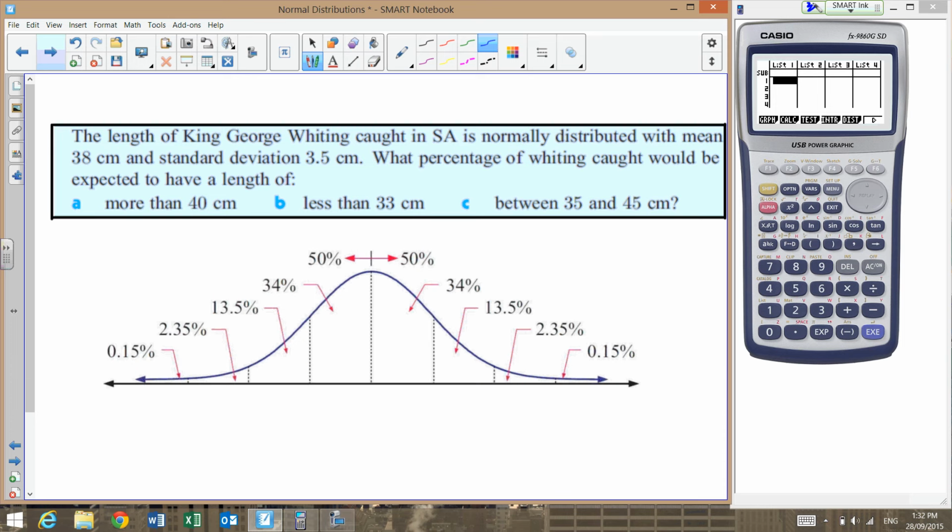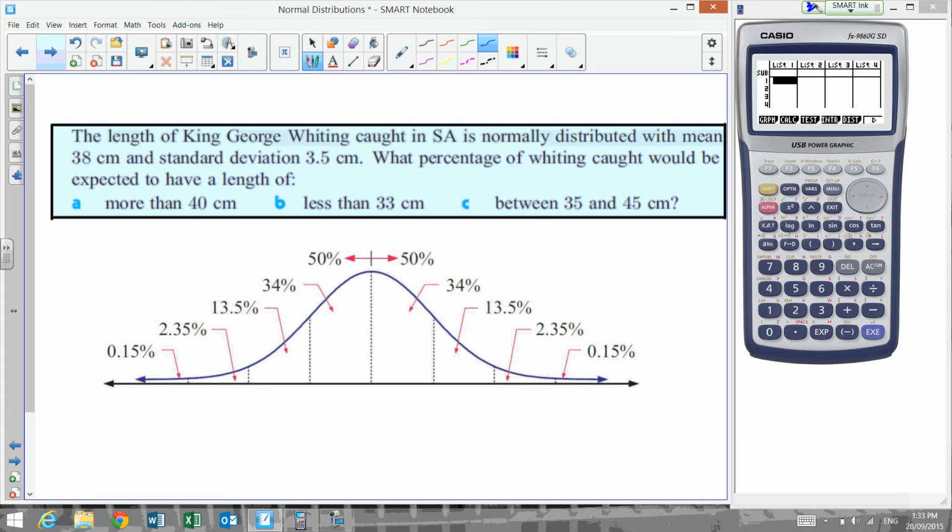All right, so the length of King George Whiting Court in SA is normally distributed with a mean of 38 and a standard deviation of 3.5. What percentage of Whiting would we expect to be in that length? So here, using my calculator on the right-hand side, I'm going to use F5 for distribution, F1 for normal distribution, and in this instance we're using NCD. And we're going to look at the inverse a bit later.